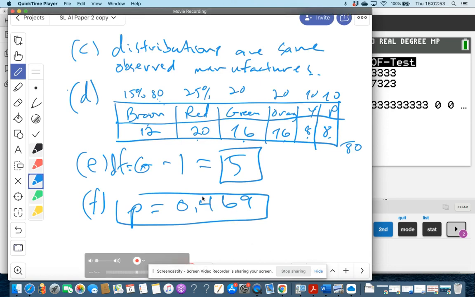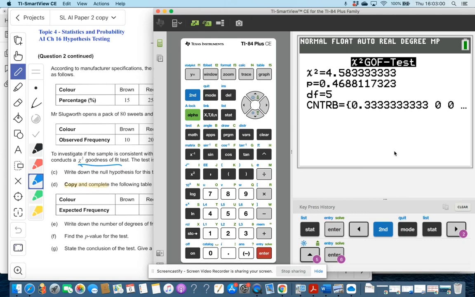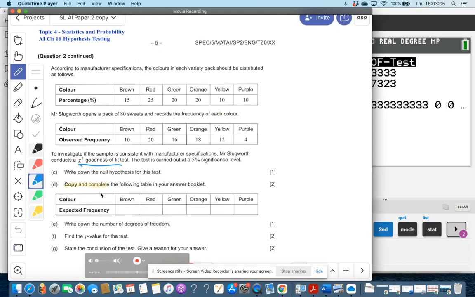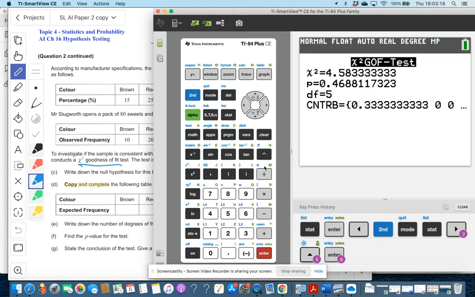Now G, state the conclusion of your test. Is this a high p-value? Is it a low p-value? It's a high p-value, okay? So again, the p-value is much greater than 0.05, okay? So that is basically my conclusion that I'm going to fail to reject the null hypothesis, okay? Or I'm going to accept the null hypothesis.